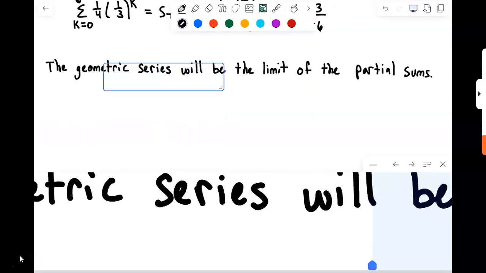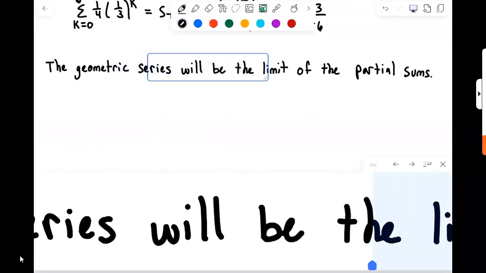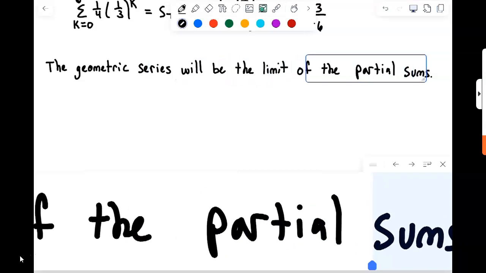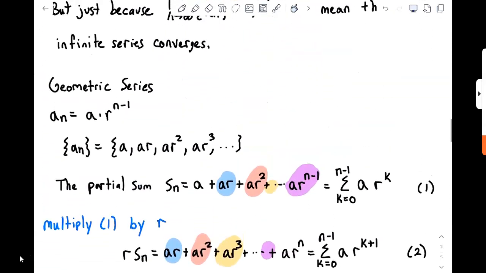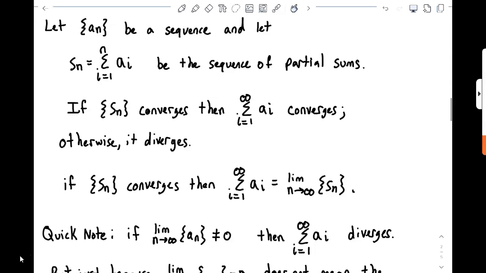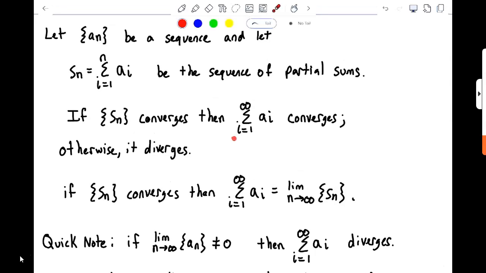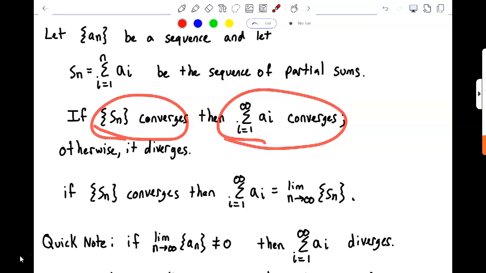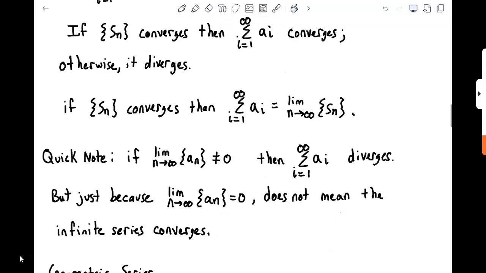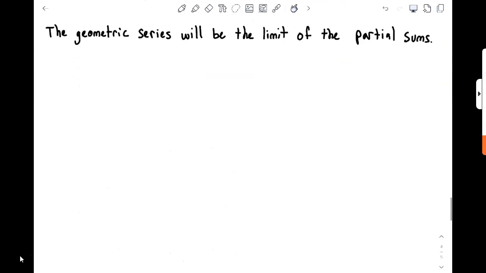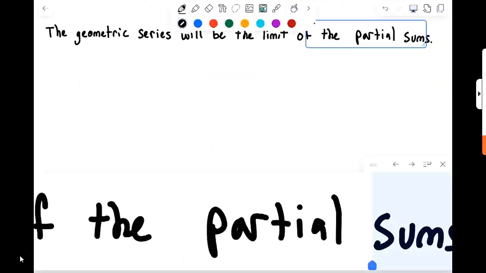All right, so the geometric series, when we turn to infinite series now, adding up the infinite terms, will actually just be the limit of the partial sums. This follows the same idea that we talked about before. For an infinite series, we look at the sequence of partial sums. If that sequence converges, the infinite series will converge. That's what we had: the infinite series is just the limit of the partial sums. So we're now applying that same idea to our geometric series.